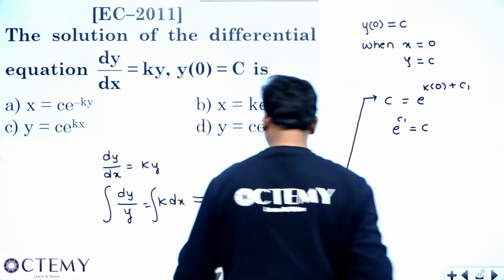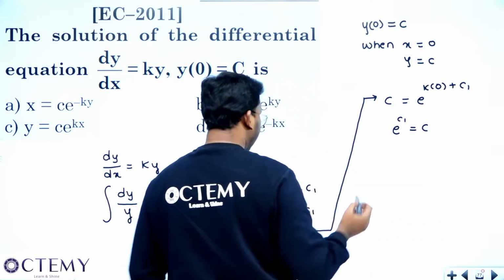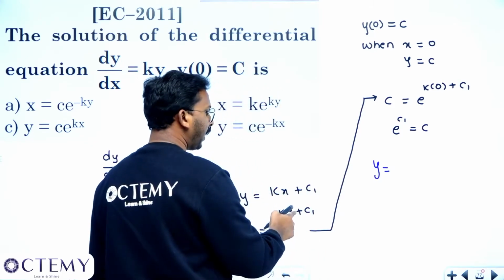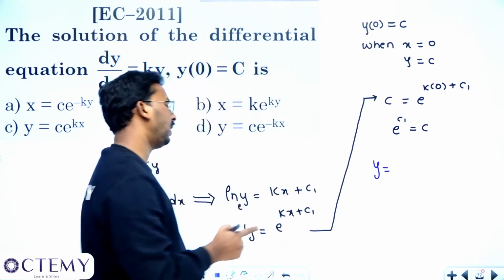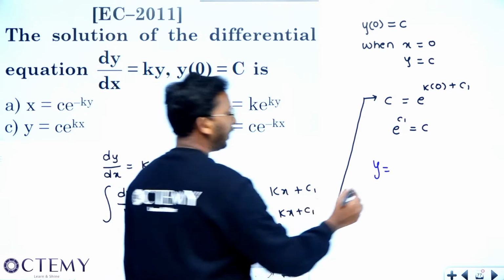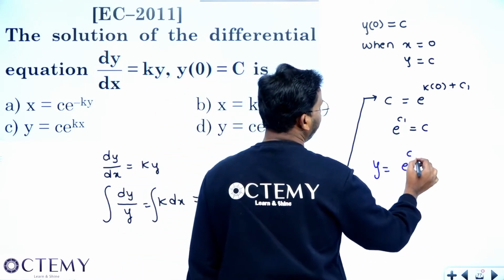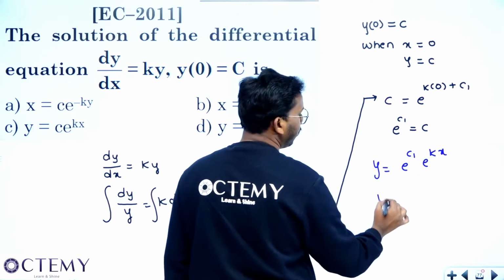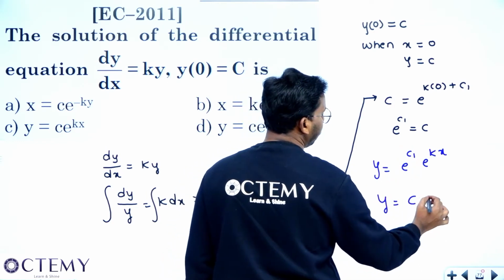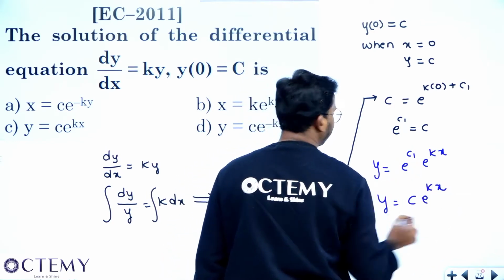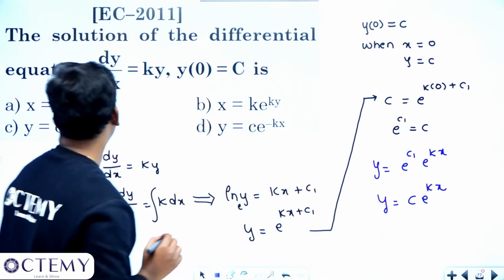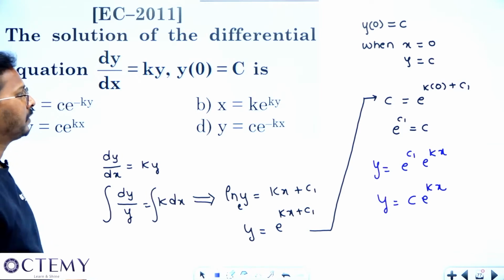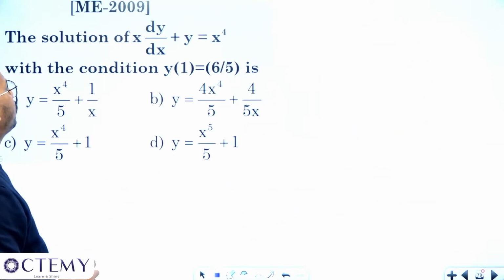So what will be the final answer? The final answer, y will be equal to e power kx plus c1. This can be written as e power c1 into e power kx. But what is e power c1? e power c1 is c. So y is equal to c into e power kx, right? If you look at the options, option C is perfectly matching it. Very good.